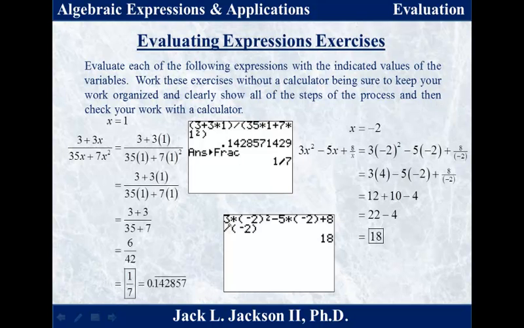So I can type that in as 3 times parentheses -2 square, close parentheses square, minus 5 times open parentheses -2 close parentheses plus 8 divided by open parentheses -2 close parentheses, enter, and sure enough I get 18.